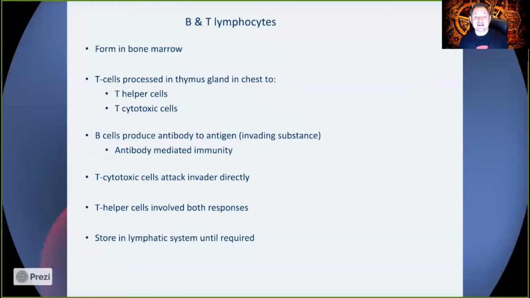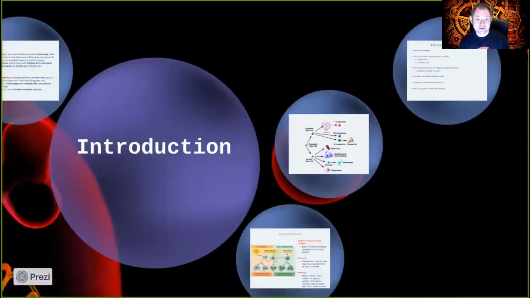Cytotoxic T cells attack the invader directly. Helper T cells are involved in both processes. The cells are stored in the lymphatic system until required. The lymphatic system is a network of tubes within our body, which I will not go into in this particular talk.